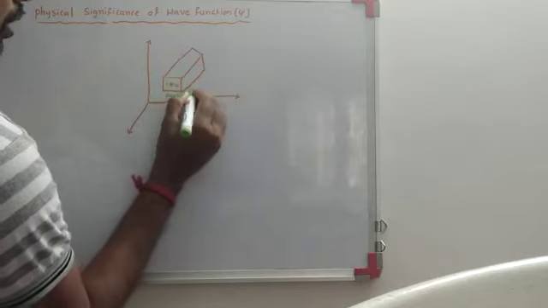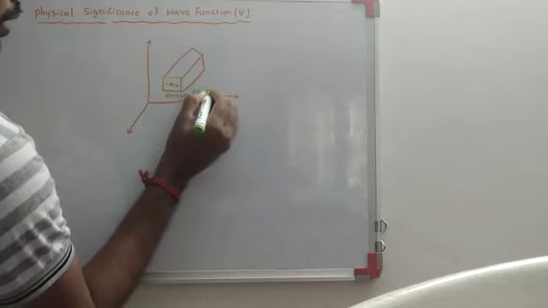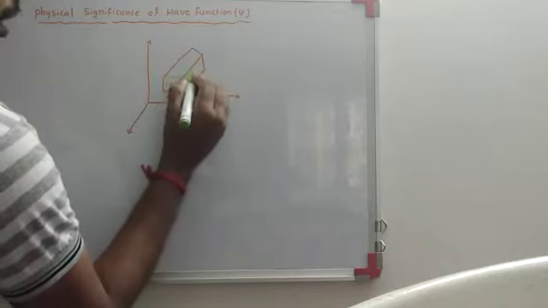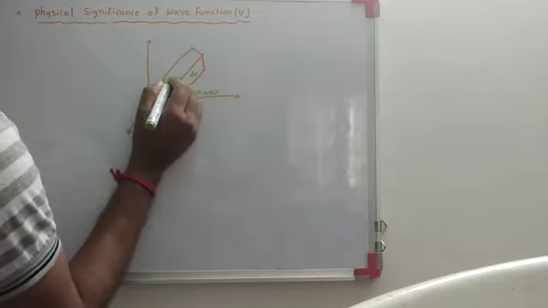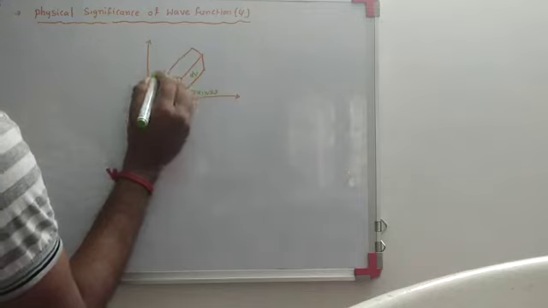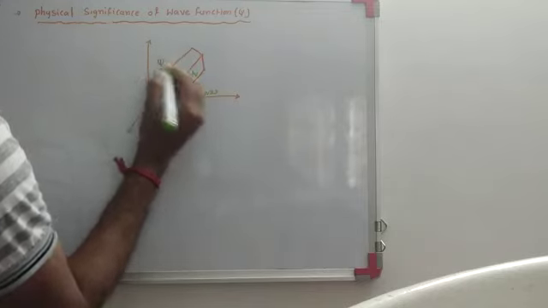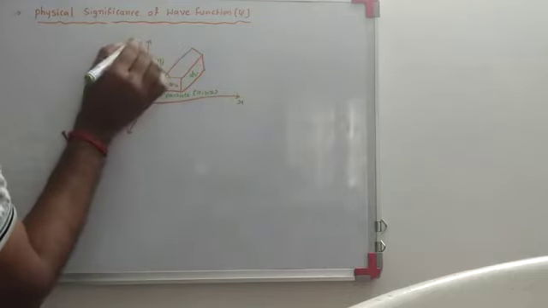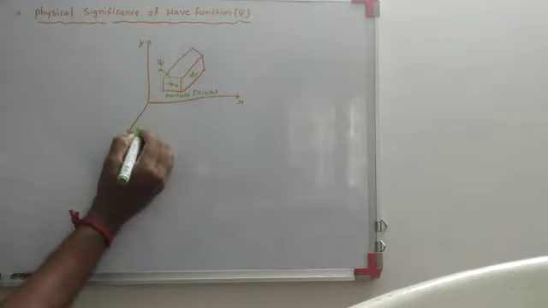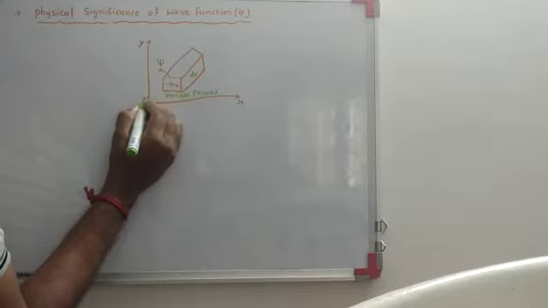Particles, x, y, z, volume element dV, and psi. This one is the x coordinate, y coordinate, z coordinate. This one is the origin.